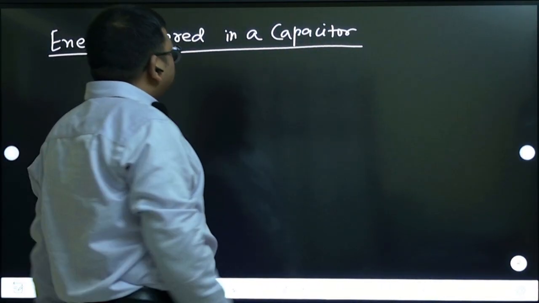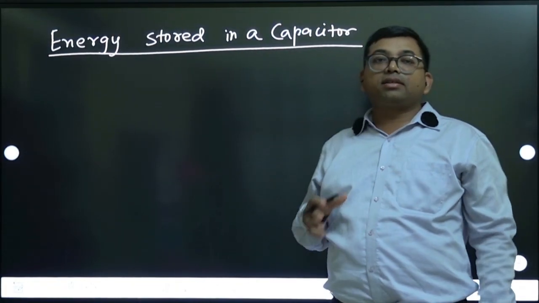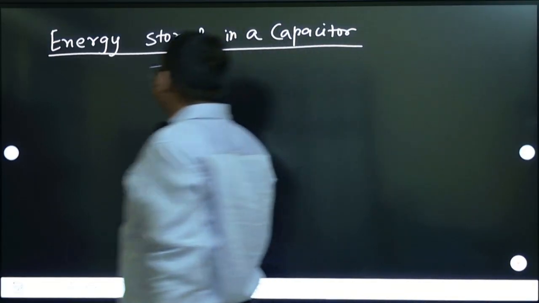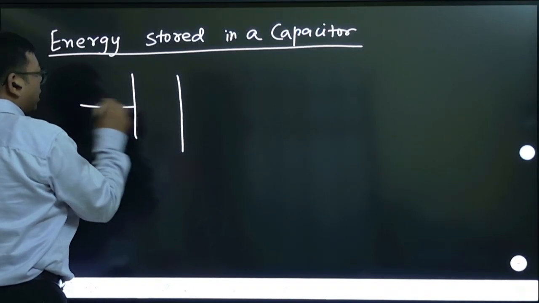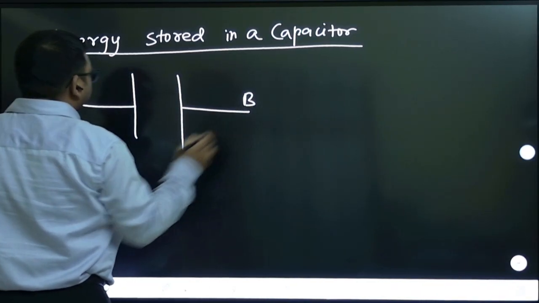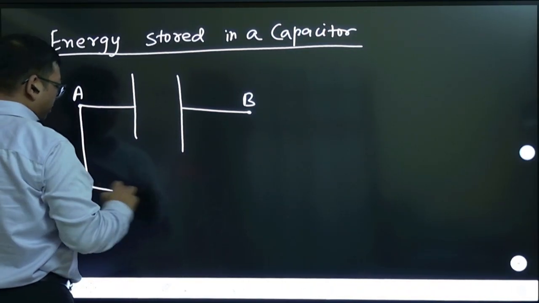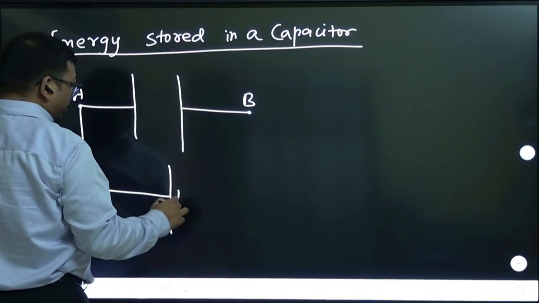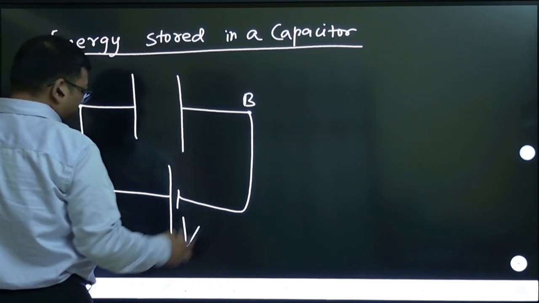Okay, so energy stored in a capacitor. How to find out the energy stored in a capacitor? Let's take the example of a parallel plate capacitor, but this will be valid for any type of capacitor. Let us say there is a capacitor between two points A and B, and now these two points A and B are connected with a battery or a cell. Its voltage is V.